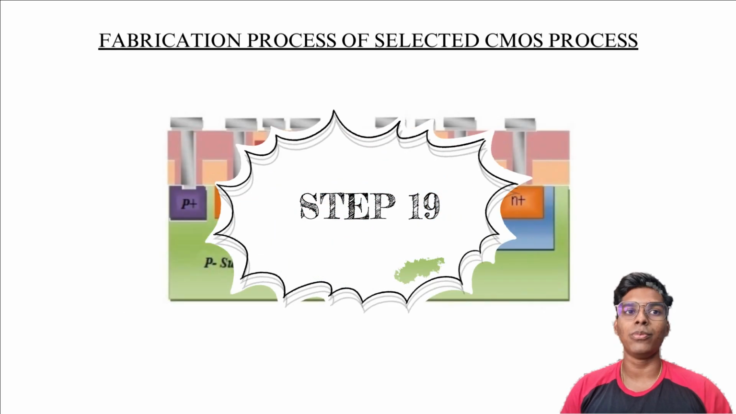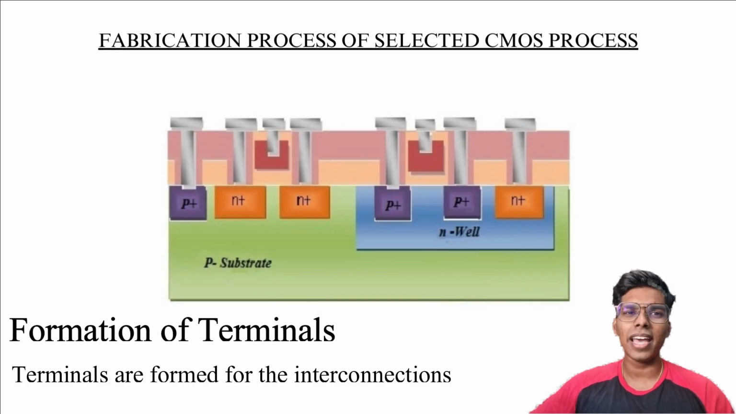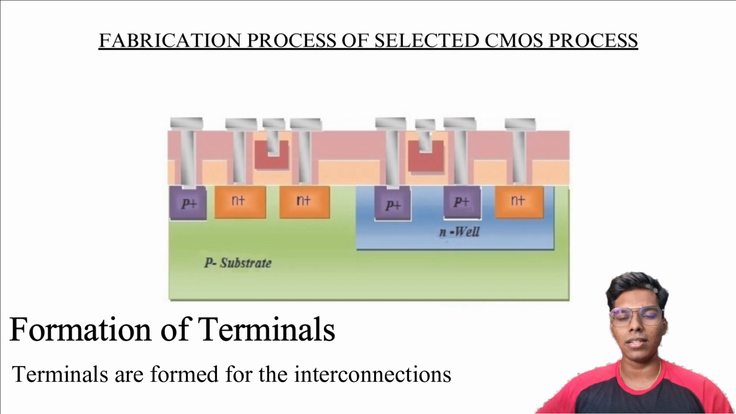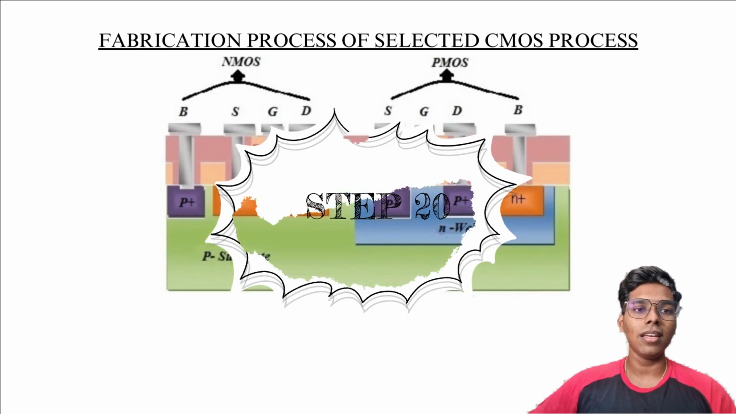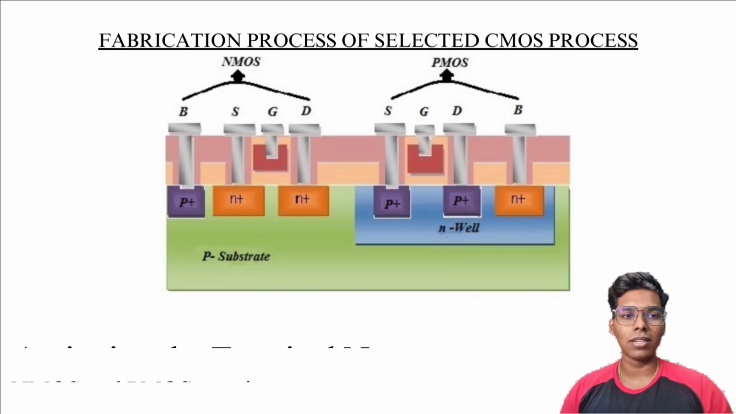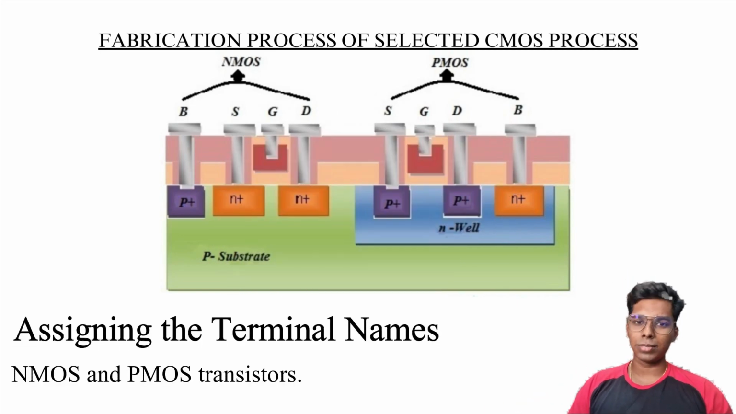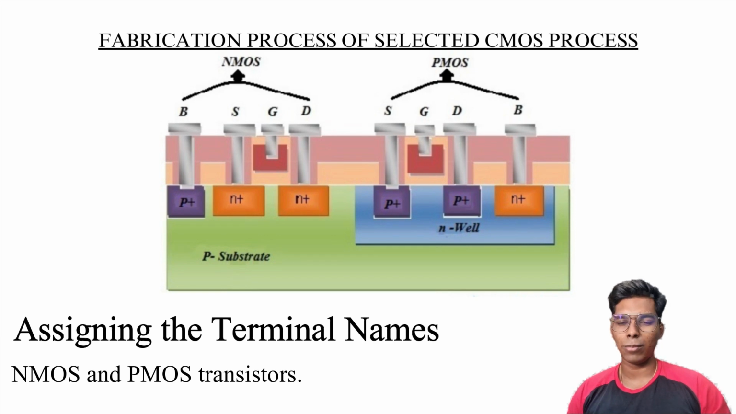For step 19, which is the formation of terminals, in the gaps left after removing the excess metal, we form terminals for the interconnection. And finally, for assigning terminal names, and last but not least, we give names for these terminals for our NMOS and PMOS transistors. Think of it like labeling all the connections on a complex map.